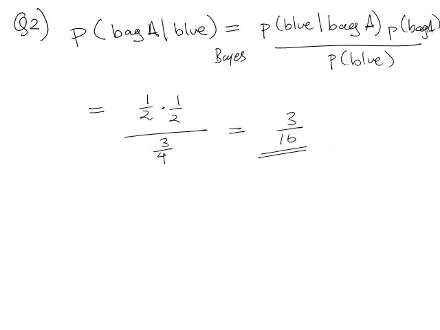And this intuitively makes sense. You're less likely to have got it from bag A because bag A has a smaller fraction of blue balls than bag B. Almost all the balls in bag B are blue. So if you got a blue one, it was probably from bag B. But if you want the actual probability, you have to use Bayes' rule like this.